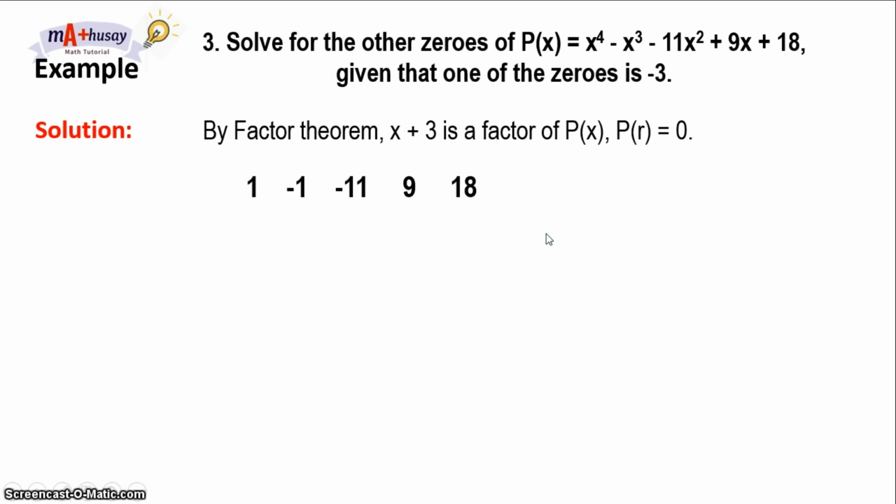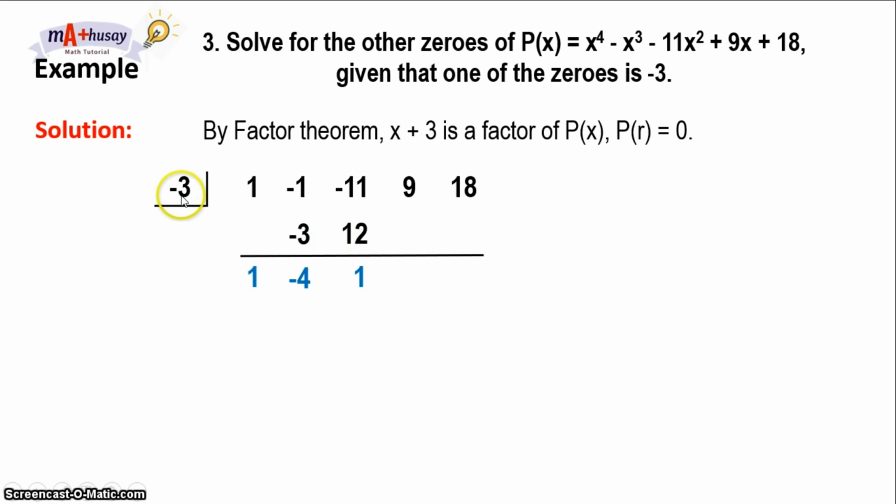From here, we know that one of the zeros is negative 3. So, following the procedure of synthetic division, bring down 1. And then, 1 times negative 3 is negative 3. So, negative 1 minus 3 is negative 4. Negative 3 times negative 4 is positive 12. Now, negative 11 plus 12 is positive 1.